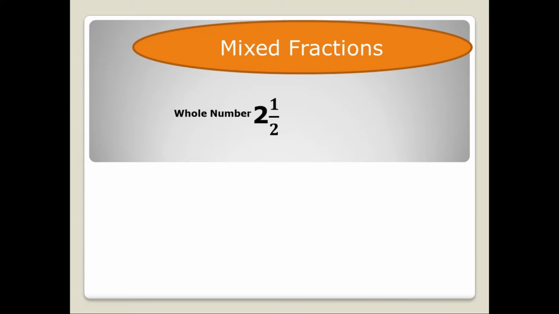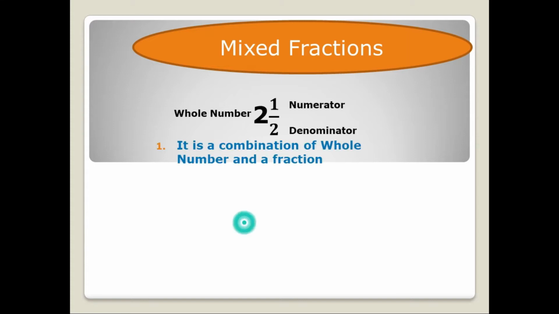The third type of fraction is called mixed fractions. Consider the example of 2 whole 1 over 2, where 2 is a whole number, 1 is the numerator and 2 is the denominator. Actually, a mixed fraction is a combination of a whole number and a fraction.